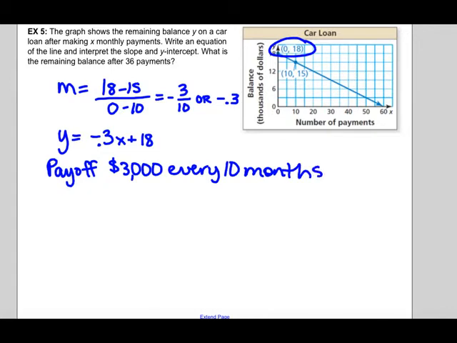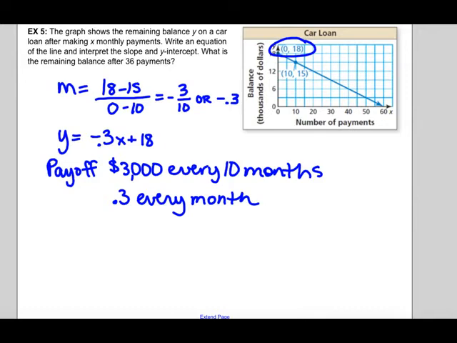I'm a horrible speller, FYI. Okay? 3,000 every 10 months, or you're basically paying off 3/10 every month. $0.3 every month. So about $333 every month.